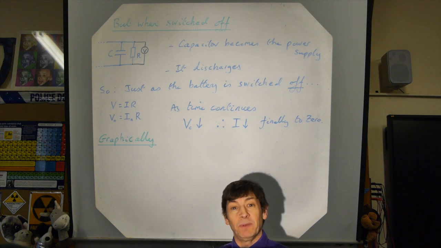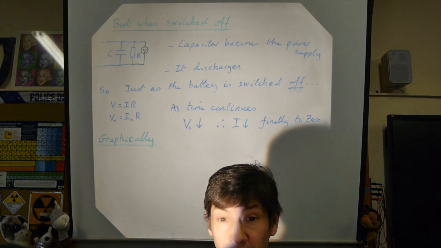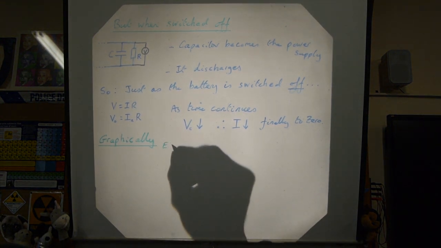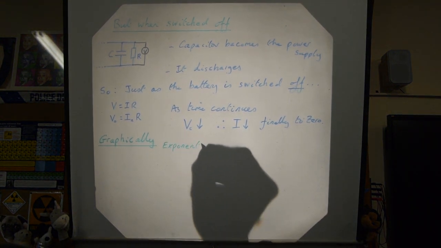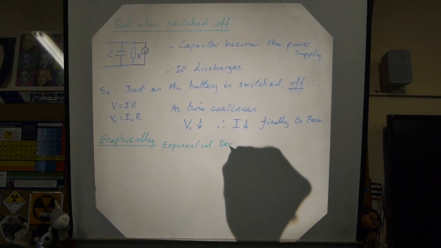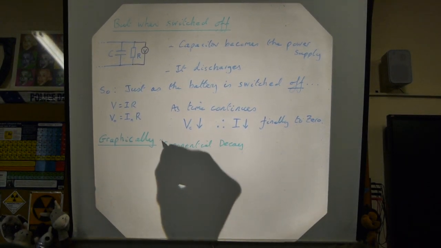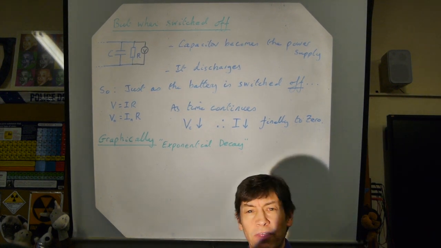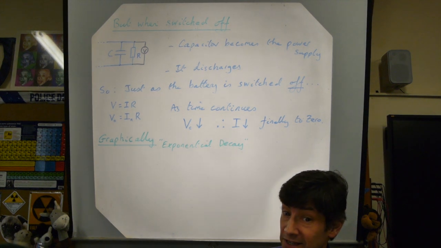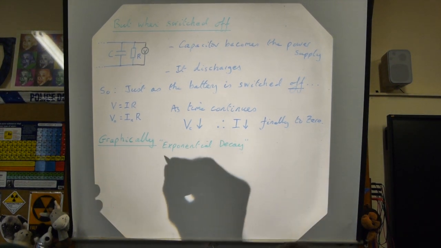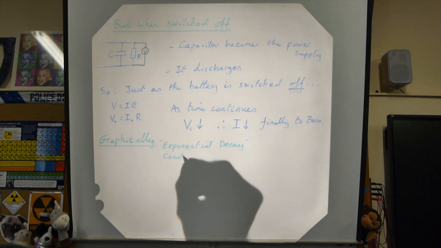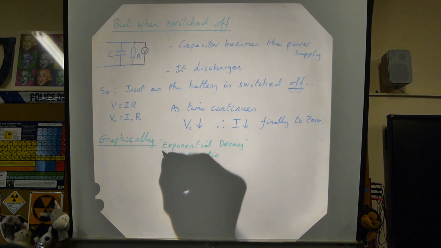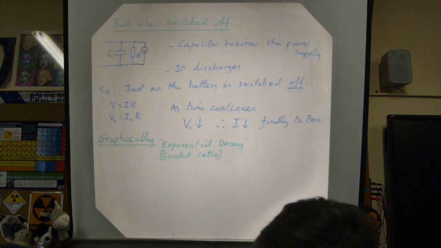So let's see if we can explain this graphically. Now I hinted to you that this is a form of exponential decay. And something you need to know about exponential decay, if you don't know it already, is that it has a particular mathematical property which makes it easy to deal with. It has the property of a constant ratio. Now let me just quickly explain what I mean by that.